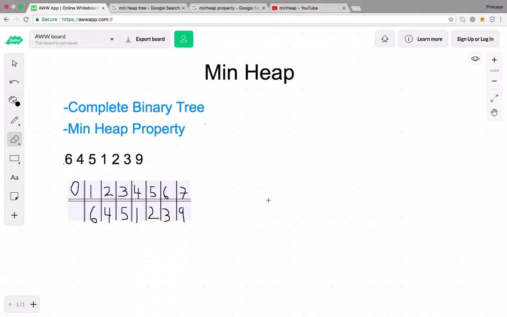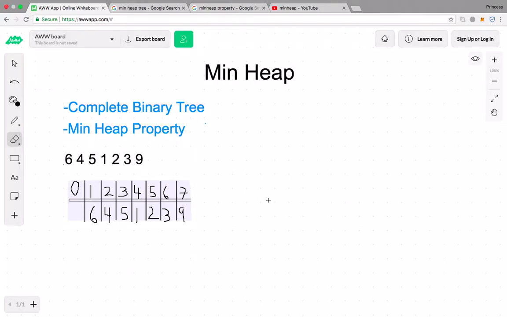Then the min heap property essentially just means that each node in a tree has a key which is greater than or equal to the key of its parent. So essentially what that means is that the children are going to have a greater than or equal to value than that of their parents, and as you probably already guessed, the root is going to contain the minimum value of the set of numbers.